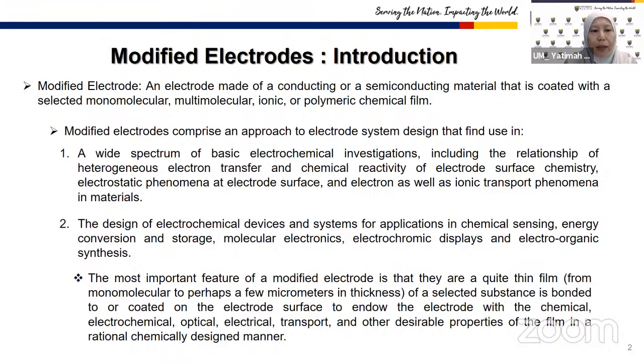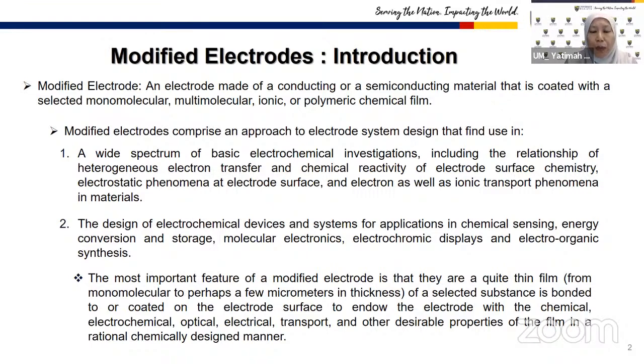The second part is that we design electrochemical devices and systems for applications. As we went through much earlier, it helps in designing most electronic devices, like sensors or detectors, or maybe batteries that can convert to energy. You can also look into molecular electronics and other areas that can be used in these studies.